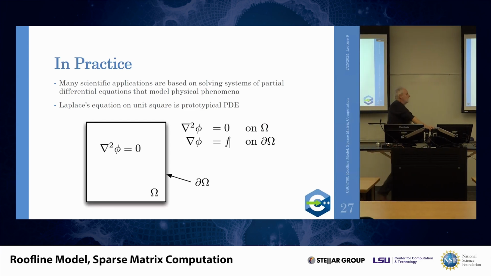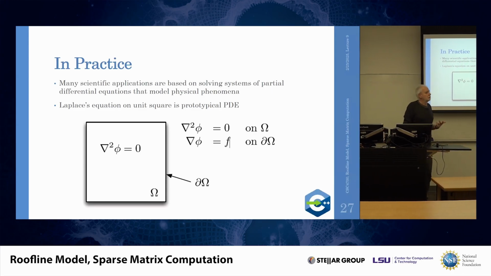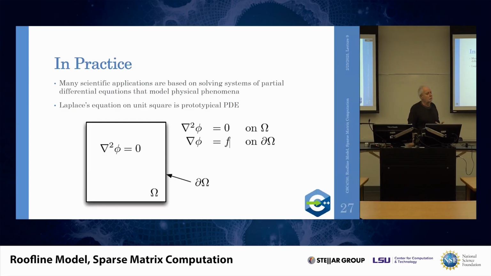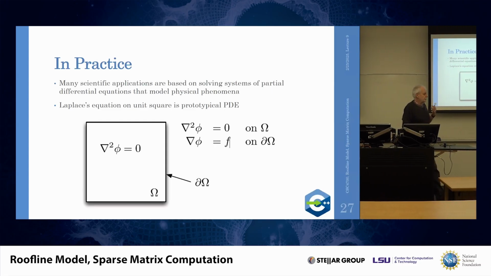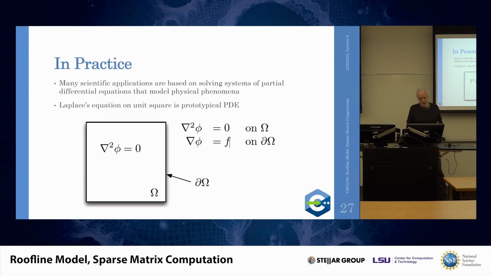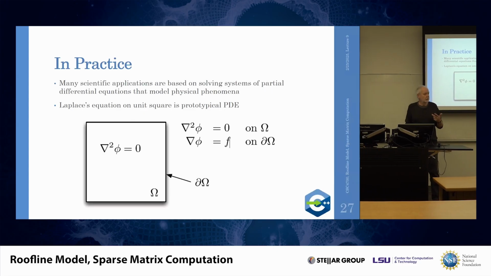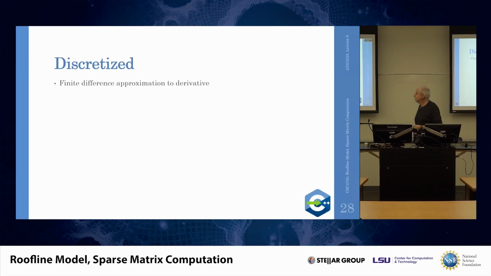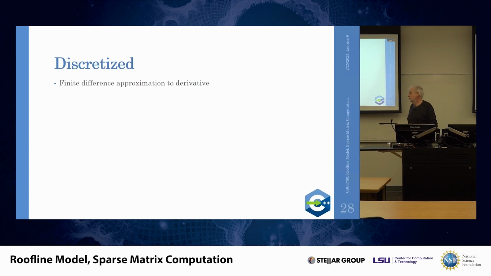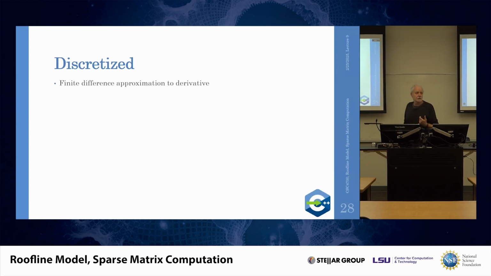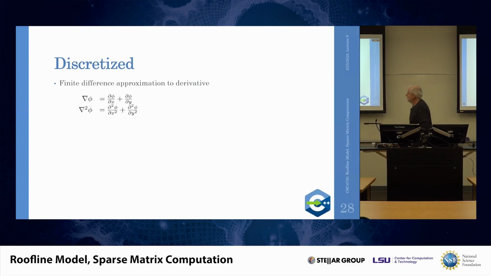So Laplace's equation on the unit square is really the prototypical representation of a partial differential equation. And many problems in physics can be represented that way: heat equation, wave distribution, electromagnetic behavior, all kinds of different physical phenomena can be described using this equation. So as always, when we want to solve some problem from scientific computing, first we have to discretize the problem. Remember, that was the first step in getting to a solution. So how do we discretize it?